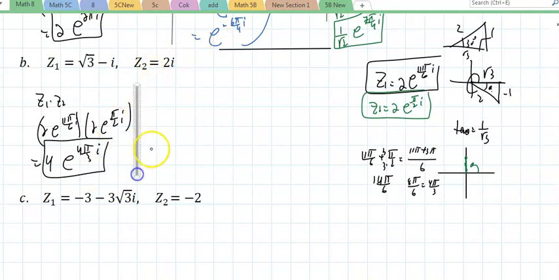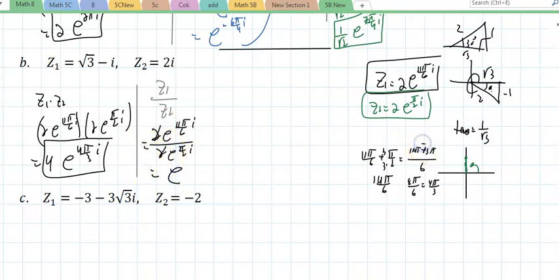If I take z1 divided by z2, that would be 2e to the 11 pi over 6i divided by 2e to the pi over 2i. That is e to the... if you were to subtract those, 11 minus 3 is 8 pi over 6. And 8 pi over 6 turns out to be 4 pi over 3. How do you like that? They're not the same because r is not the same.